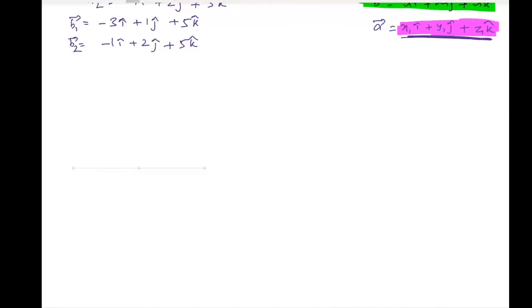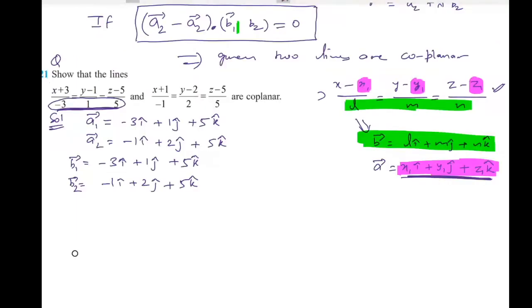Okay students, this is the condition. You all know this is the condition. Here we need A2 minus A1 and B1 cross B2. So first of all, A2 minus A1. What is A2 minus A1? A2 minus A1 is 1 minus of minus 3, so that is 2i. You all can subtract very easily. This is nothing but 2j minus 1j, that is 1j. 5k minus 5k, that is 0k.